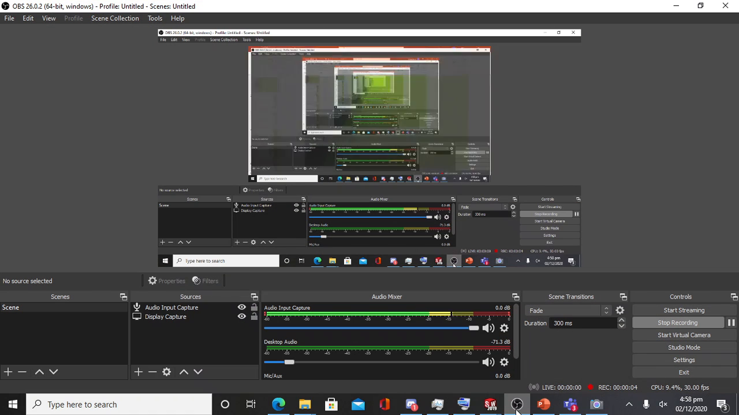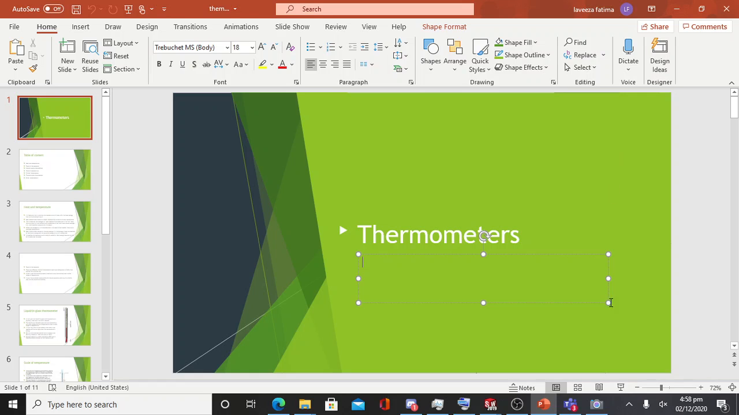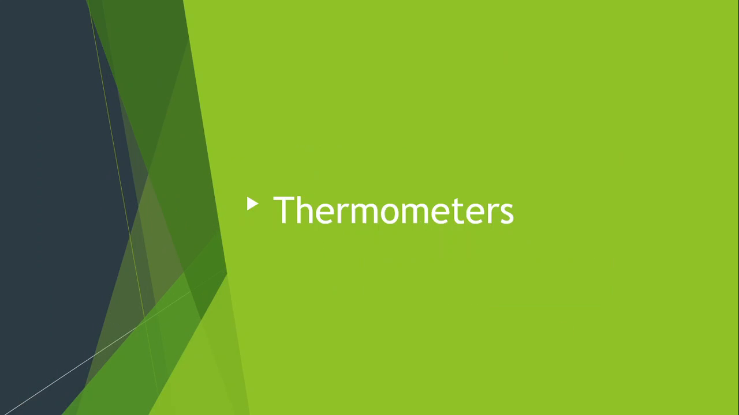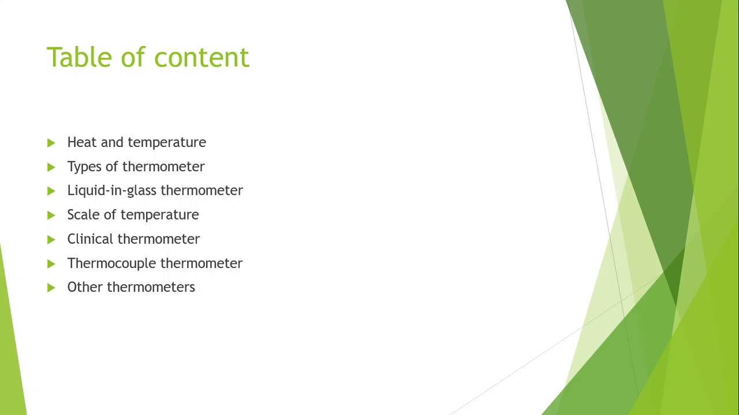The topic that we'll be talking about today is thermometers and the types of thermometers. There are different types of thermometers and there are different properties that they work on. Before getting into the types of thermometers, we will first talk about the basic difference between heat and temperature, because they're not really interchangeable, but when we talk about heat and temperature, we do tend to mix them up.